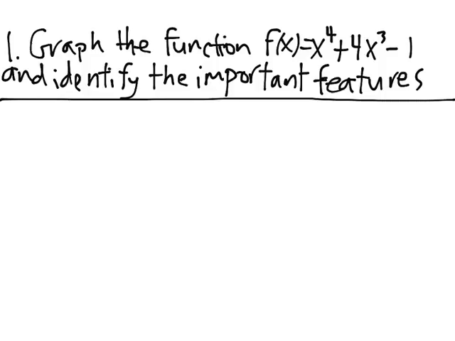Here's some examples of problems about graphing functions. Problem 1. Graph the function f of x equals x to the fourth plus 4x cubed minus 1 and identify the important features. First of all, the domain of this function is the entire real line. This is because it's a polynomial that's defined everywhere.